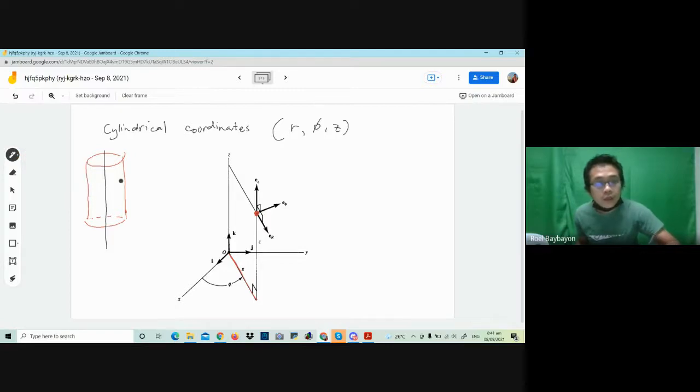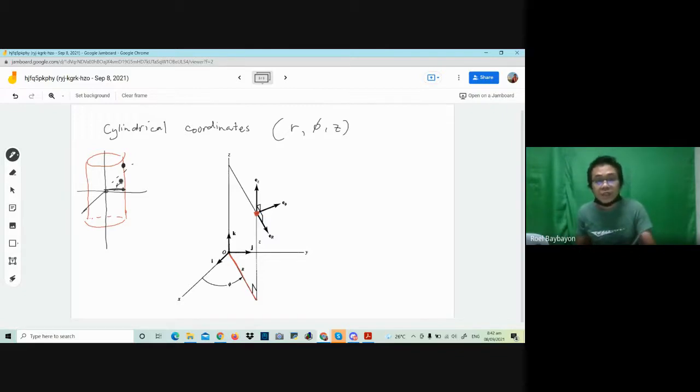R is actually the radius of the cylinder. If this is my point here and you get the position, R is not the vector from the origin to that point, but just the radius of the cylinder. So R is always just the radius of your cylinder. That's your R. Phi has not changed.